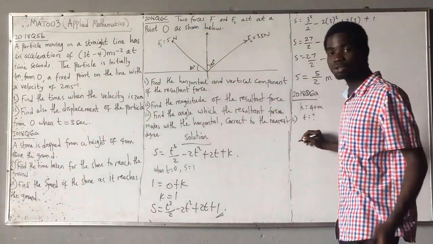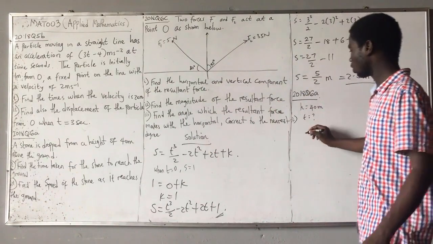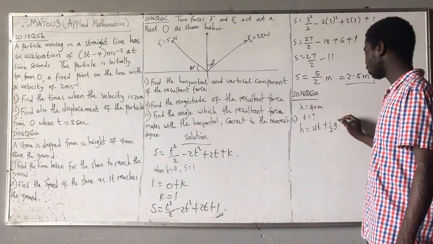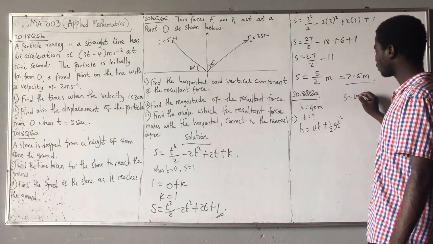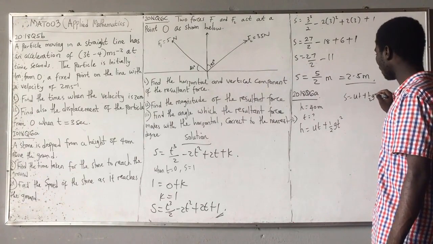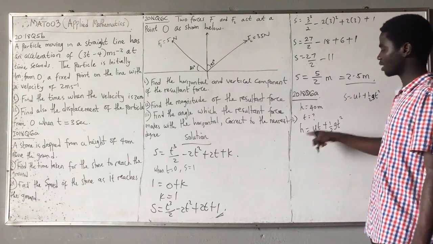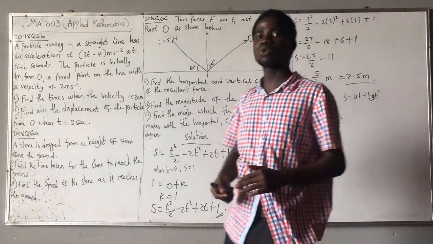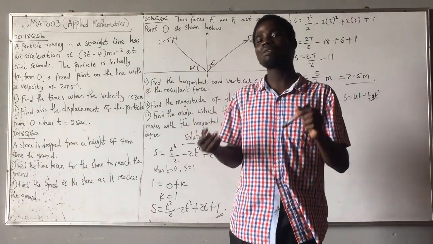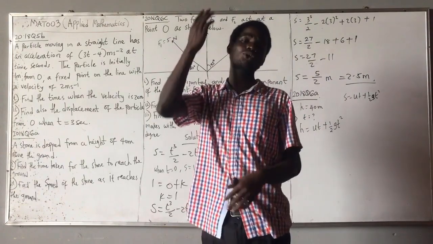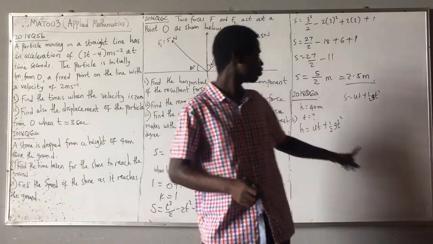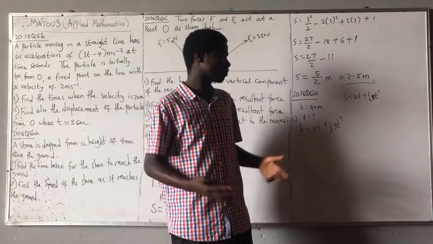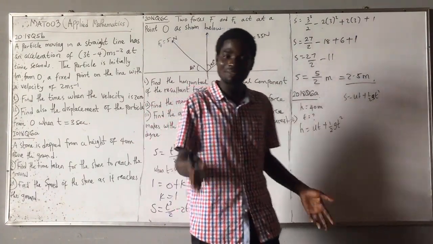So s equals ut plus half at squared, or you say h equals ut plus half at squared, but a is now g. So h is now height, and a is g. And don't forget, it is dropping, so it is acting in favor of gravity. Assuming it is being thrown, it is acting against gravity, and this one would have become negative g. Do you understand?